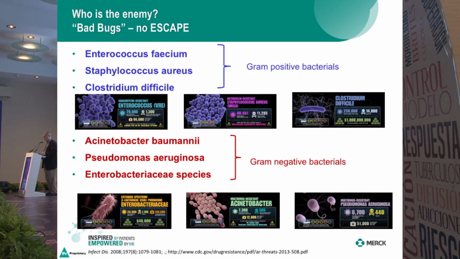So what are the bad bugs? Sometimes these are called the ESCAPE pathogens, gram-positives on the top and gram-negatives on the bottom. Enterococcus, Staphylococcus, Clostridium, and I mentioned Clostridium is deadly diarrhea. Then on the gram-negative side, that's Acinetobacter, Pseudomonas and Enterobacter. These are the ones the Centers for Disease Control point to as particularly bad. They've added one additional one that's not on this slide, Neisseria gonorrhoeae.